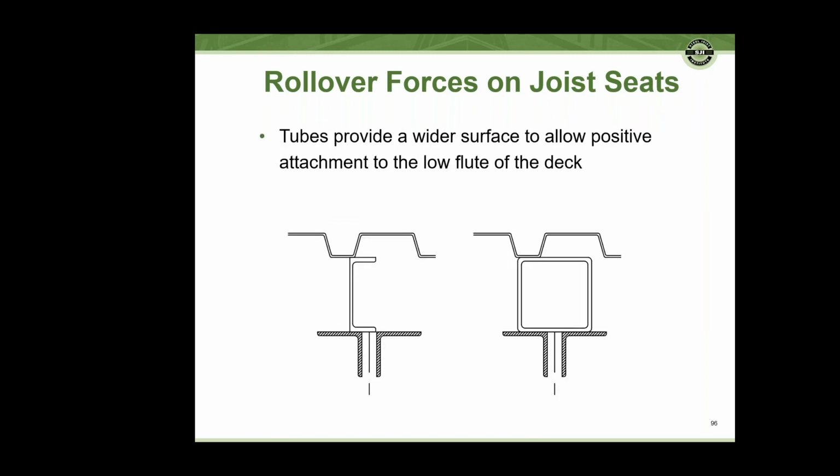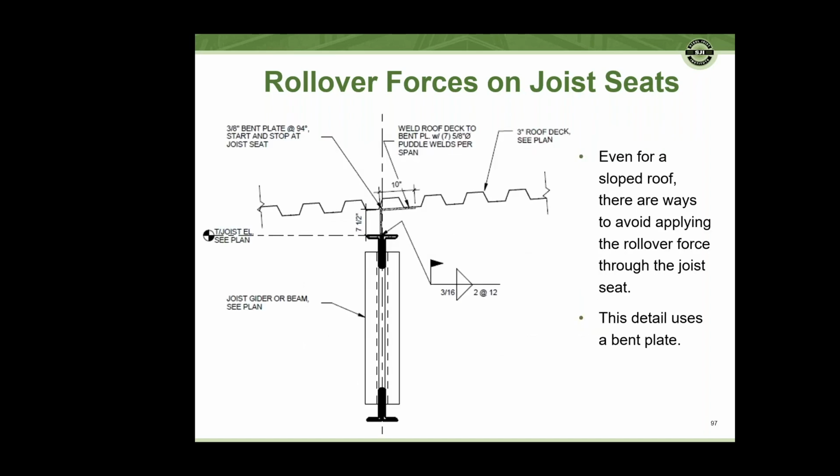Keep in mind that tubes provide a wider surface, where there's a better chance of hitting that low flute on the deck. There's a channel; there's a chance if you use a channel that that could be an issue where you miss that low flute. Even if the roof is sloped, there are still ways to avoid just the rollover force on the seats. In this case, there's a bent plate to accommodate that.